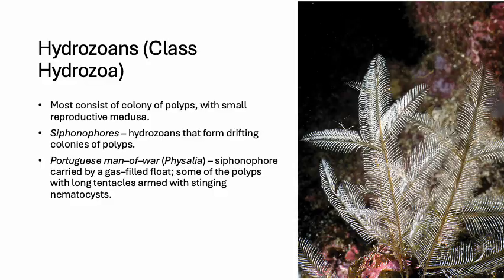One major group of cnidarians is the hydrozoans. Most form colonies of small polyps, but some develop reproductive medusae as well. A famous example is the Portuguese man of war, which looks like a jellyfish but is actually a floating colony of specialized polyps, each handling a specific job like feeding or defense. The gas-filled float keeps it at the surface, while long tentacles armed with nematocysts trail below, capable of delivering painful stings. Hydrozoans remind us that sometimes what looks like one animal is actually a highly organized colony working together.